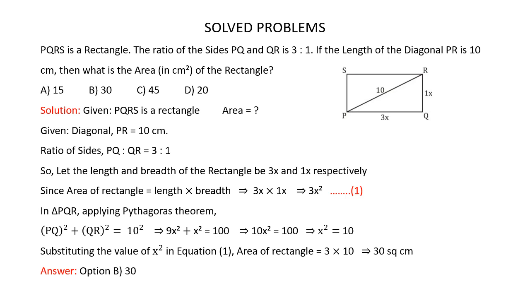Now that we know the value of x squared, let's substitute the value of x squared in equation 1. So area of the rectangle PQRS is 3x squared, which is nothing but 3 multiplied by 10, that is 30 square centimeters. So area of the rectangle PQRS is 30 square centimeters. The correct answer is option B, 30.